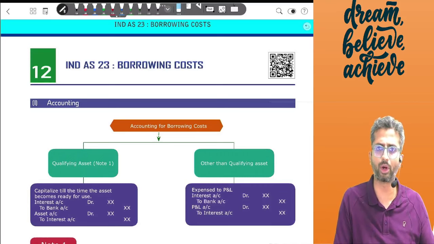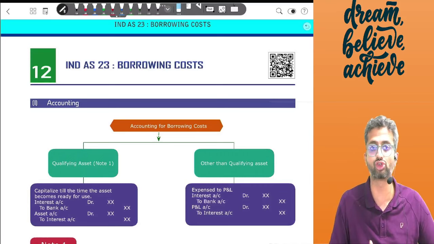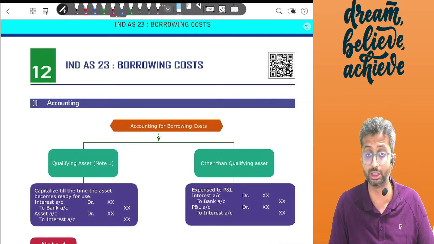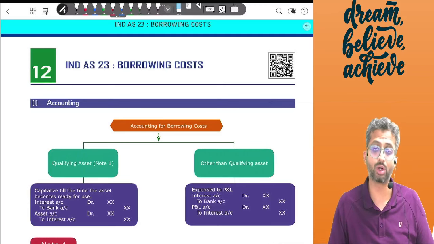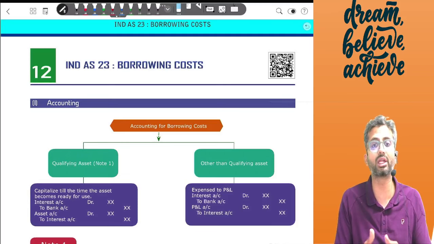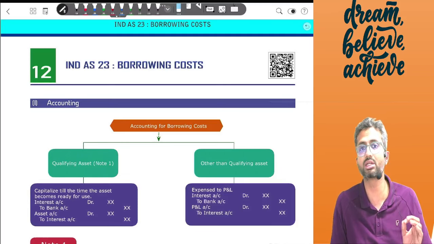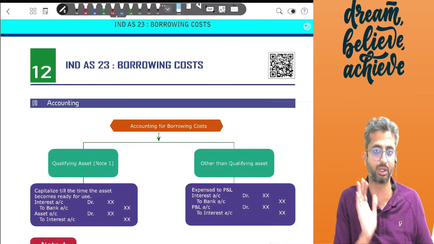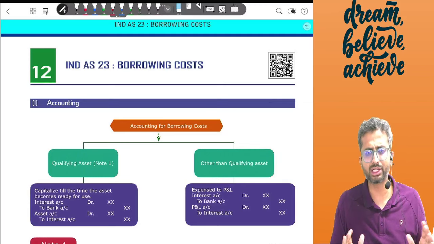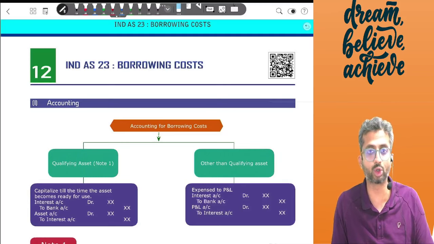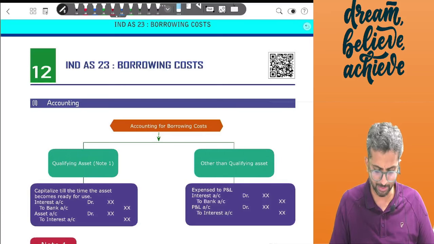Two fairly important points over here. One is the treatment of foreign exchange in case of certain foreign currency loans as borrowing cost, and second is the accounting in case of a comprehensive question pertaining to specific as well as general borrowings. So let us cover everything with the important questions on this. So time to get started.